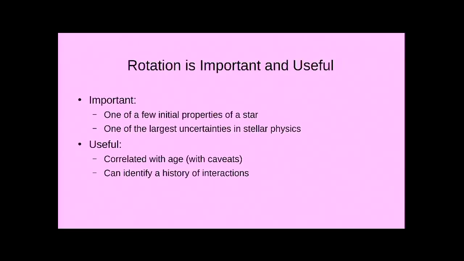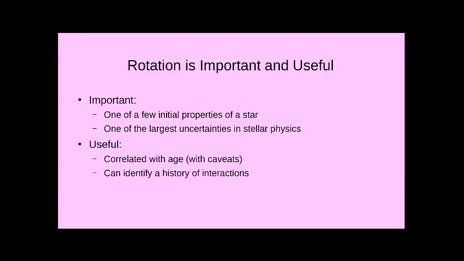And rotation is both an important and a useful property of stars. Right? When you think about it, a star is born with a mass, with a composition, and with some sort of rotation rate. And from that point on, it just evolves based on what we think we know about physics. So rotation is one of the very few key properties setting the evolution of a star. It's also one of the biggest uncertainties in stellar physics.